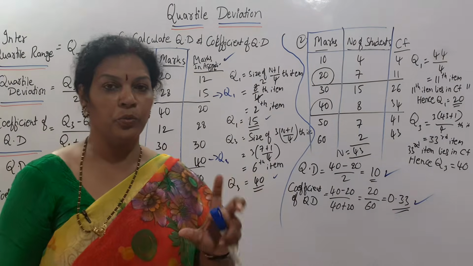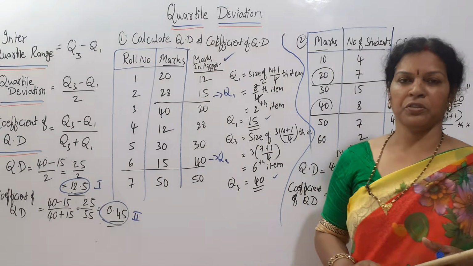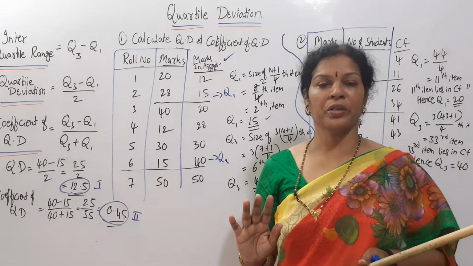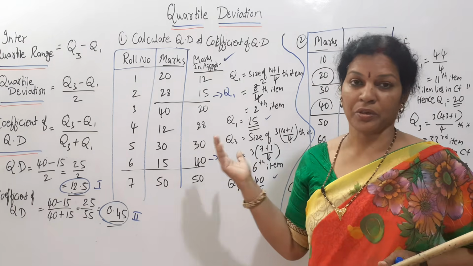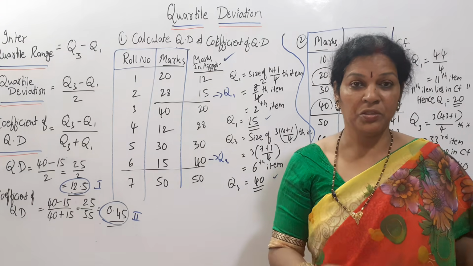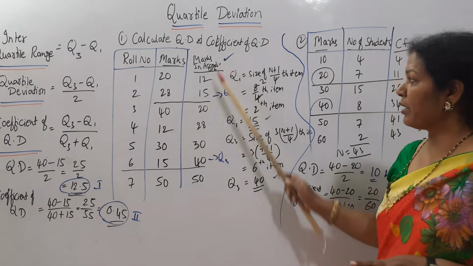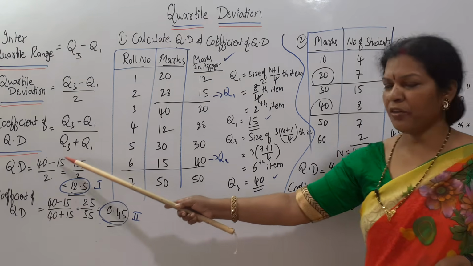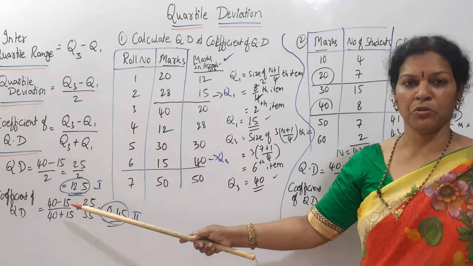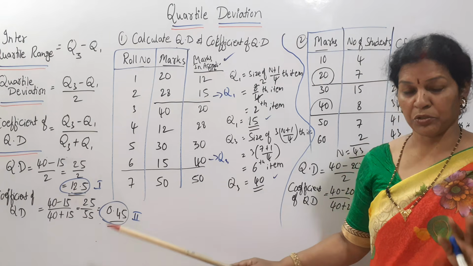Let me explain you once again. Whenever they ask you quartile deviation or coefficient of quartile deviation, nothing to worry, we know how to calculate the quartiles, Q1 or Q3. Formulas we know, how to calculate we know, whether it is individual, discrete or continuous series. So according to that, we have calculated Q1 you got, Q3 you got. Applied in the formula, quartile deviation is Q3 minus Q1 by 2. Coefficient of quartile deviation Q3 minus Q1 by Q3 plus Q1 over.